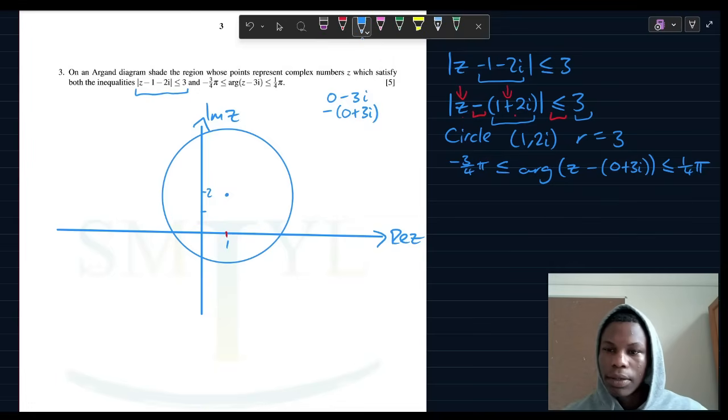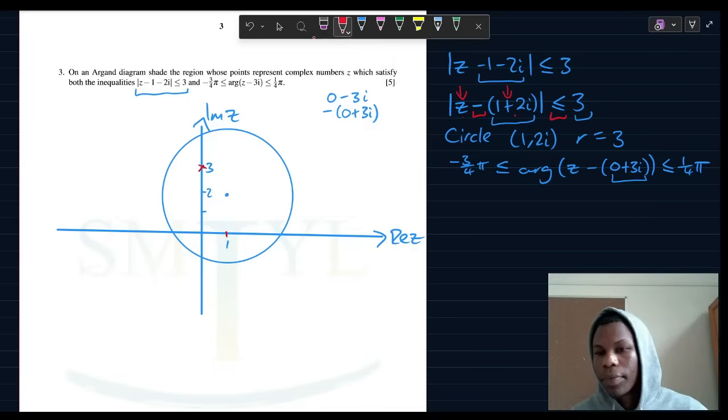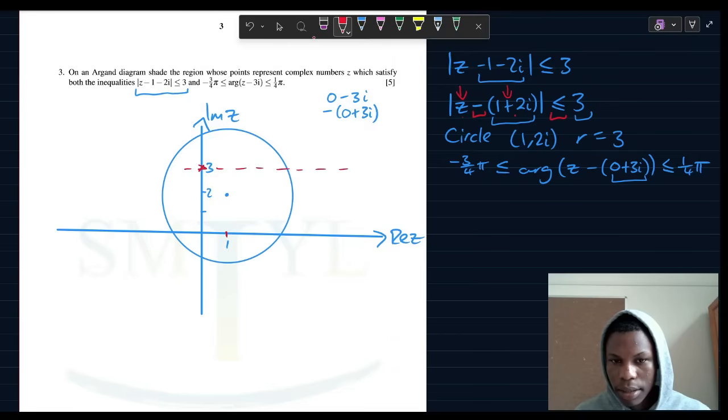Now what you're going to do is go to this point 0, 3i. So that's 0 units in the real axis and 3 units in the imaginary axis. So somewhere there, let me mark it right there. And you're going to draw a dashed line that's parallel to your real axis.